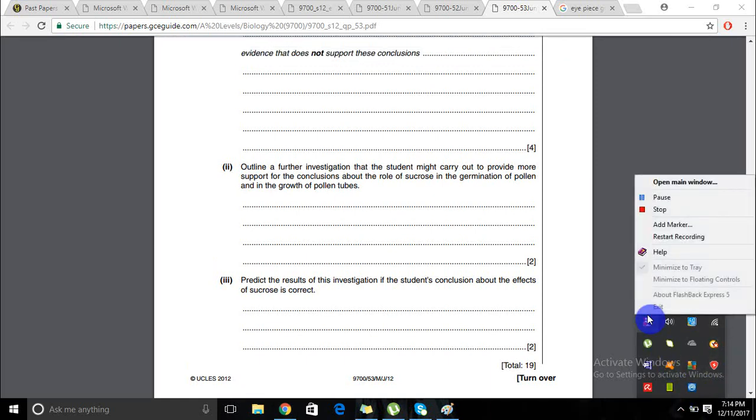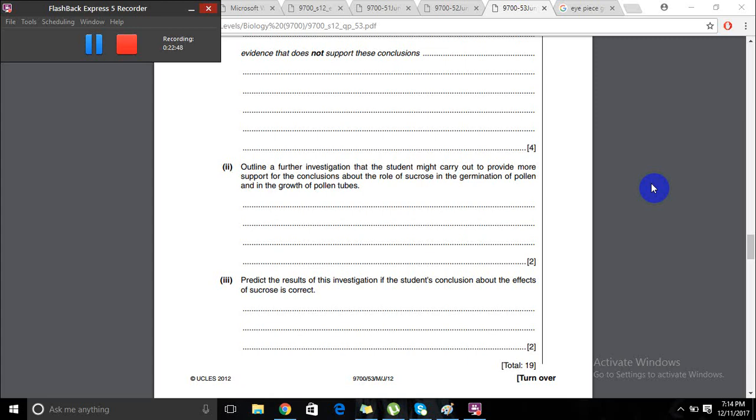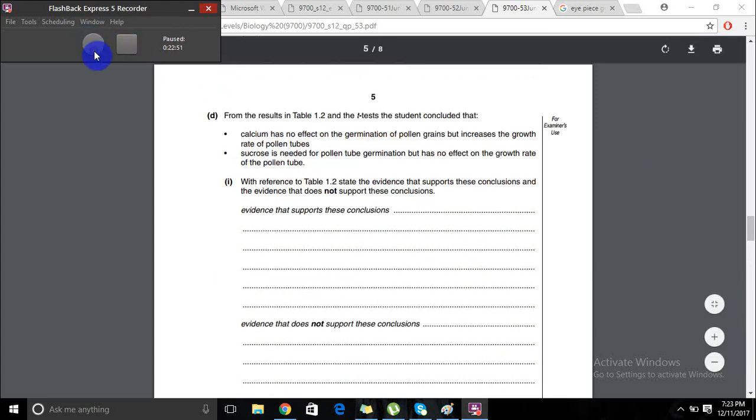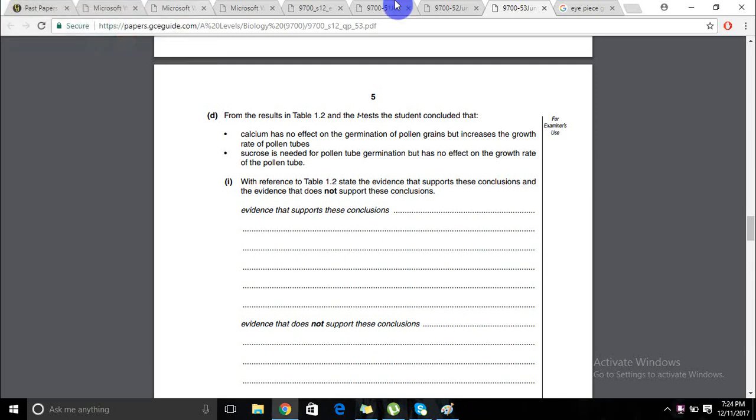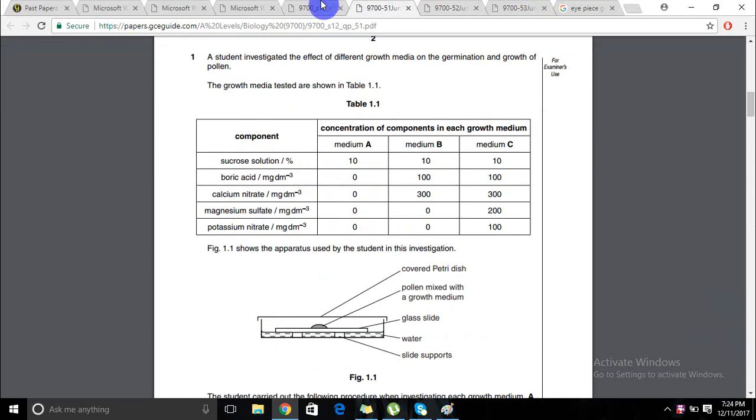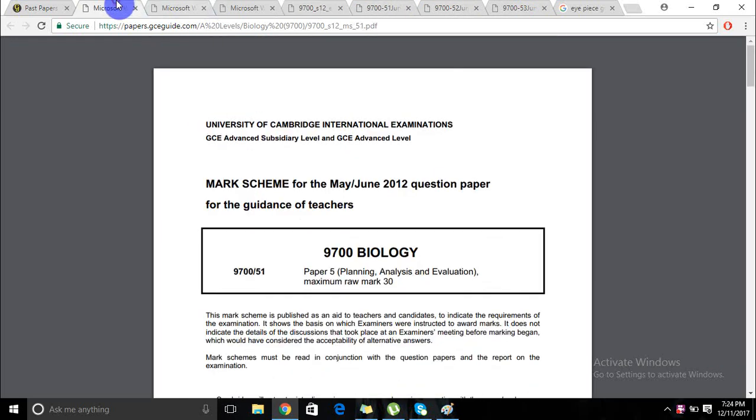Now take 5 minutes and go over this question and see what your thoughts are. I'll be pausing. So hopefully you've gone over this. Let's now take a look at the marking scheme and the notes I've made about this and discuss this in detail. Yep, here it is.